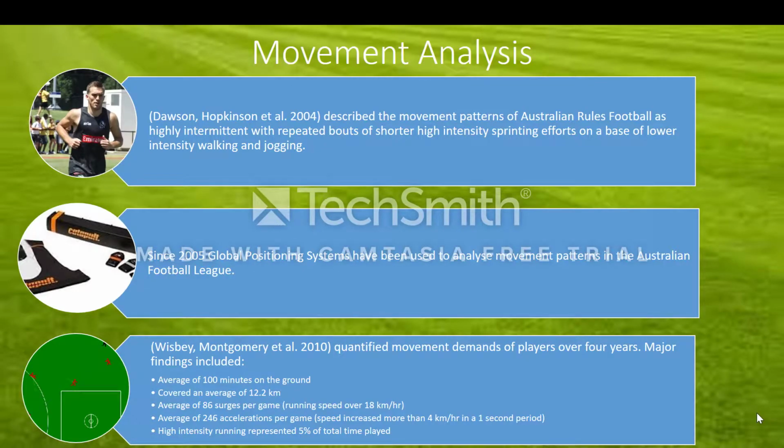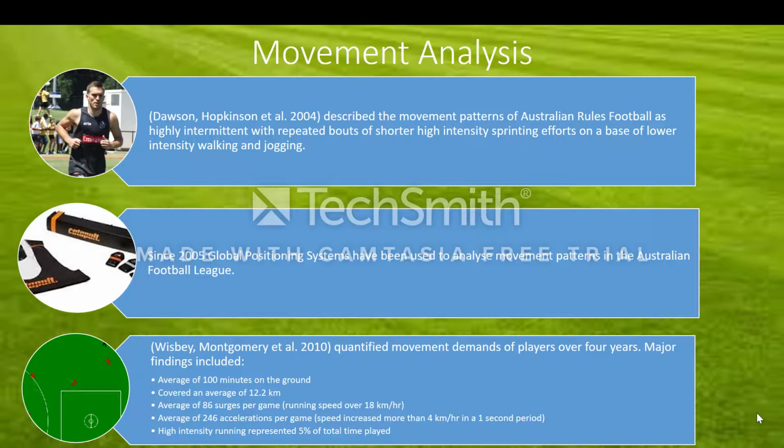The movement demands of Australian rules footballers have changed significantly over the years. In the last 10 years, there's been a massive shift in how clubs use the interchange bench. A good description of the overall movement demands of the game can be summed up by Dawson and Hopkinson. They describe the movement patterns of Australian rules football as highly intermittent, with repeated bouts of shorter, high-intensity sprinting efforts on a base of lower-intensity walking and jogging. This would be a fairly similar description to many other team sports such as hockey and soccer.